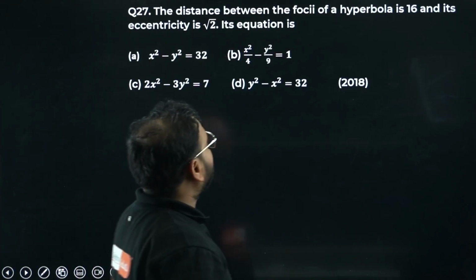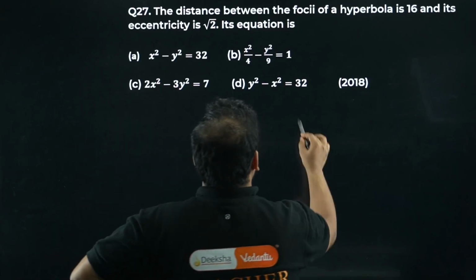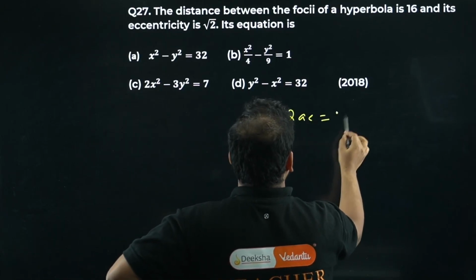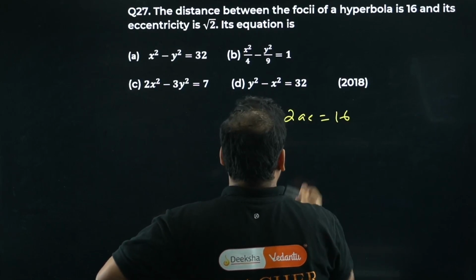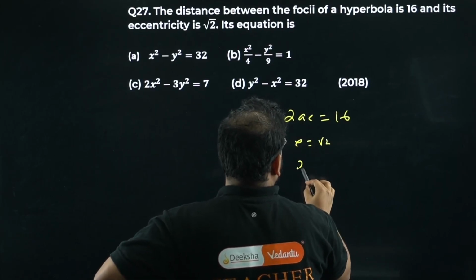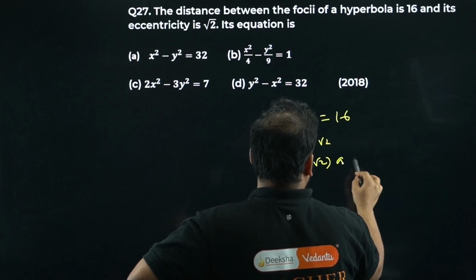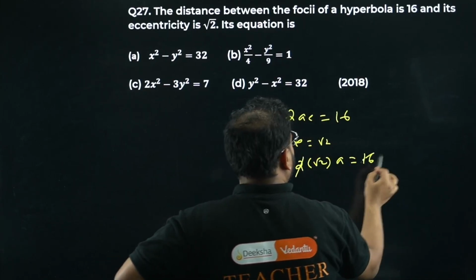The distance between the foci of a hyperbola is 16. Basically, sir, they've given 2ae as 16. They've also given the e value as root 2. It means I can find the a value now. So 2 times root 2 into a equals 16. It means a times root 2 is 8 over here.